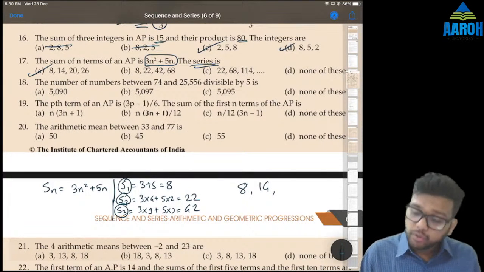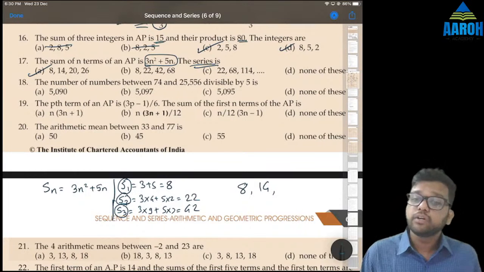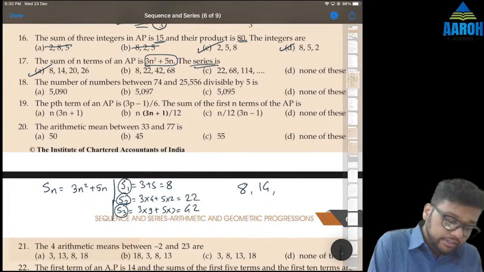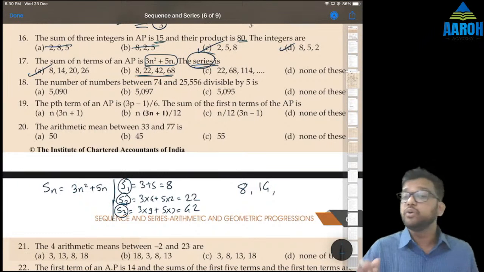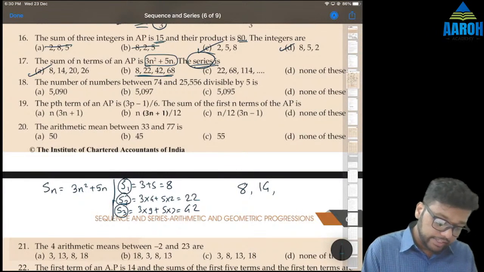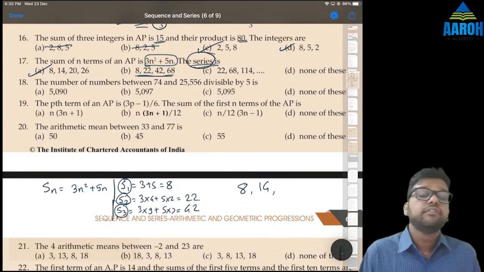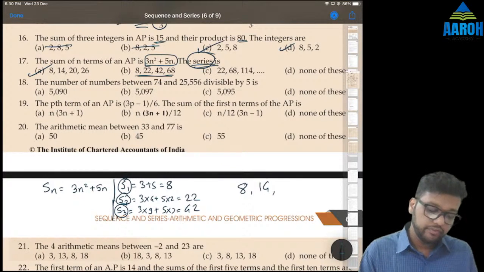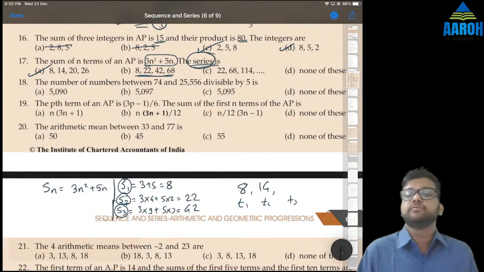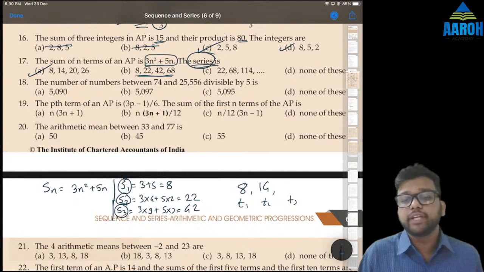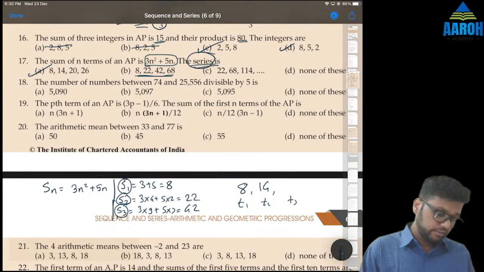No, Kavya, if we go by options, still B is not the correct answer because this is the series of sums. We want the original series. We don't want the sum, right? This is S1, S2, S3, Kavya. We need T1, T2, T3. That is why option A will be the correct answer. Let me know if you have understood, Kavya.